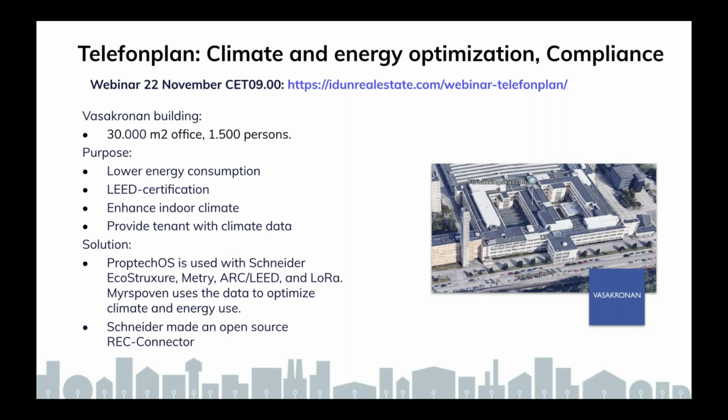And then Schneider did it. And this is what we're looking at now, right? The connector development. So if anyone's interested in learning more about that, there's a webinar next week, which you can sign up for at the link. Another question. Another question for you, Erik.